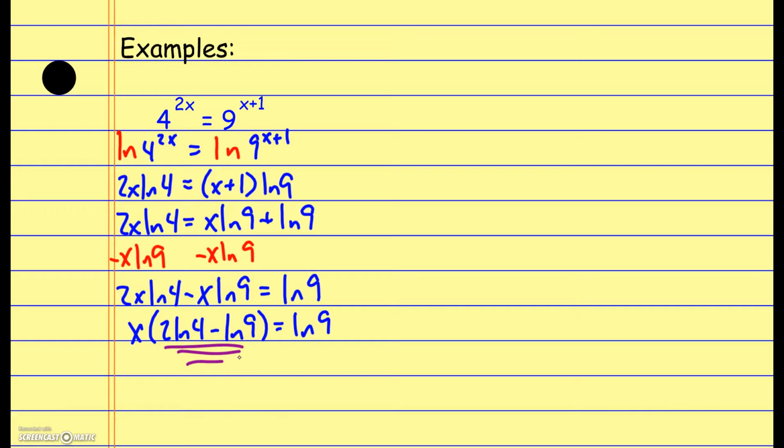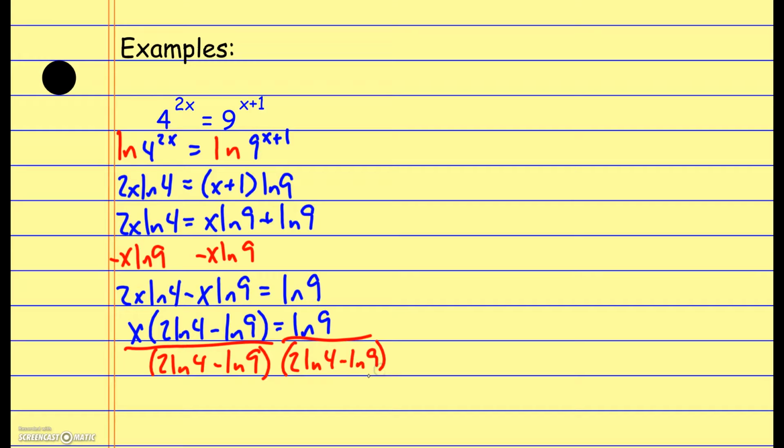If I plugged all that into the calculator, it would give me some decimal, all right? So what I really have is x times a number. To undo multiplying by a number, I just have to divide by whatever that number is. So if I have x times an ugly number, I divide each side by that ugly number, okay? So I do this. Whatever I do one side, I have to do the other side. 2 natural log of 4 minus the natural log of 9.